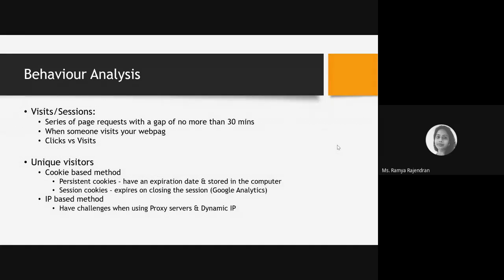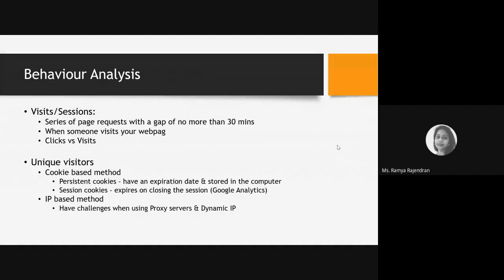When you open a website and scroll through it, a session cookie is created. After that, it expires. This kind of cookie is used in Google Analytics, whereas most of the JavaScript-based tools use persistent cookies.